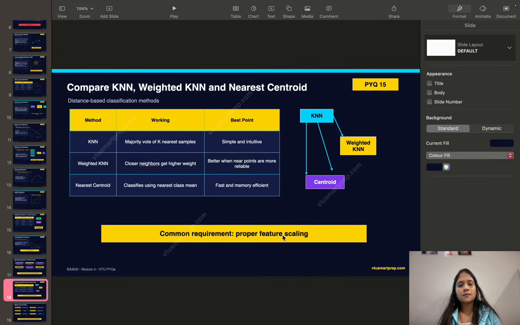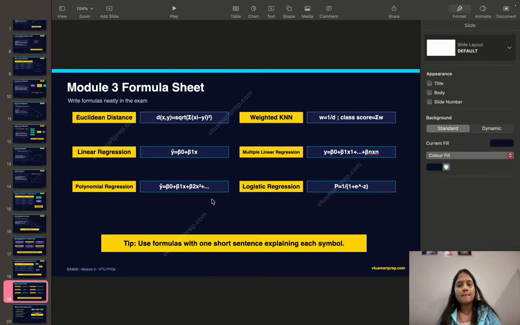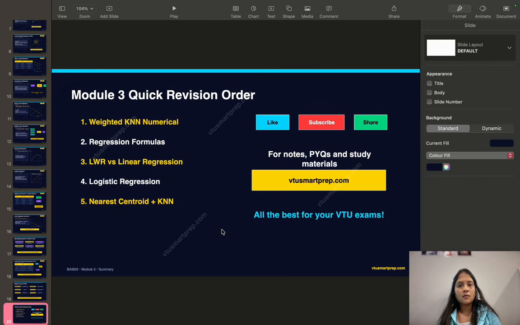Next is the formula sheet. You can take a screenshot of it to remember the formulas for all of these topics. Whenever you have a formula in theory, try to explain what x denotes and what y denotes. So these are very important topics which you should not skip. This is the last slide. You should not skip these topics.